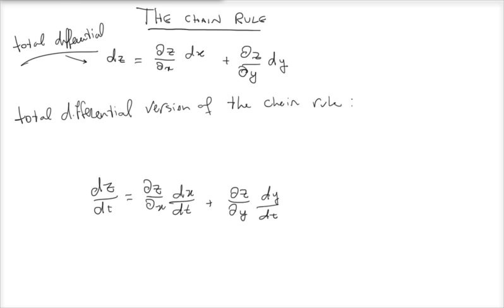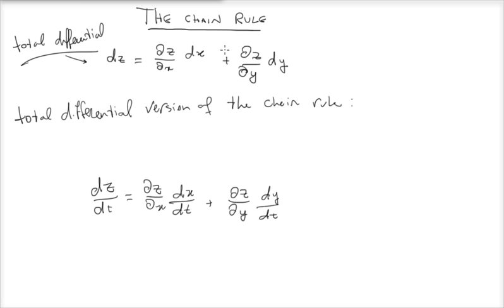So, first we start off with our total differential formula that we talked about in the last video. So we have dz is equal to the partial derivative of z with respect to x times the x differential plus the partial derivative of z with respect to y times the y differential. So this brings us to our total differential version of the chain rule.